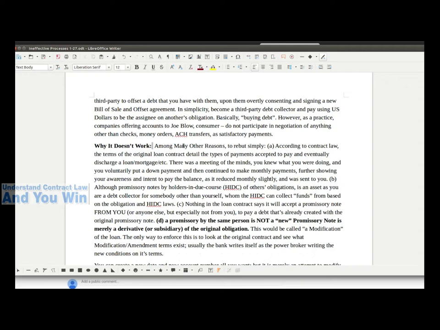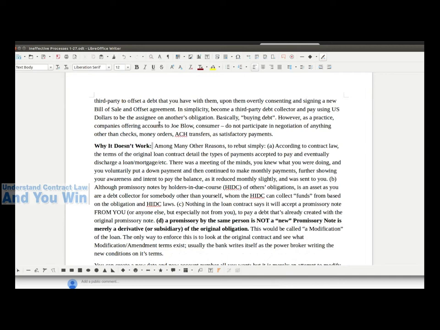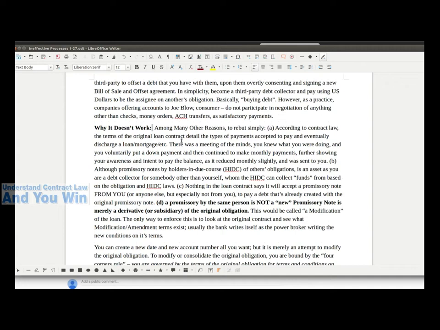Back to this what could work section. In simplicity, if you become a third-party debt collector and pay using U.S. dollars to be the assignee on another's obligation, basically if you buy debt or stocks. However, as a practice, companies offering accounts to Joe Blow consumer, being you and millions of other consumers, do not participate in negotiation of anything other than checks, money orders, ACH transfers, EFTs as satisfactory payments. And you can pull up and read your mortgage contract. It does say that in there. And in this video series, I will pull that up and show you. Actually, I think I know exactly where that is. I think I can pause this video and pull that up and show it to you, that that's the only way that they accept payments. Let me try to find that file for a second.